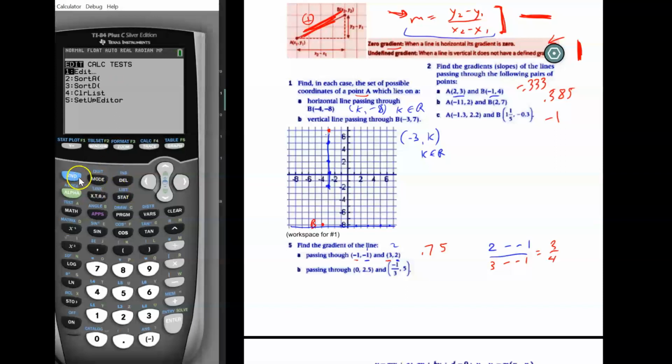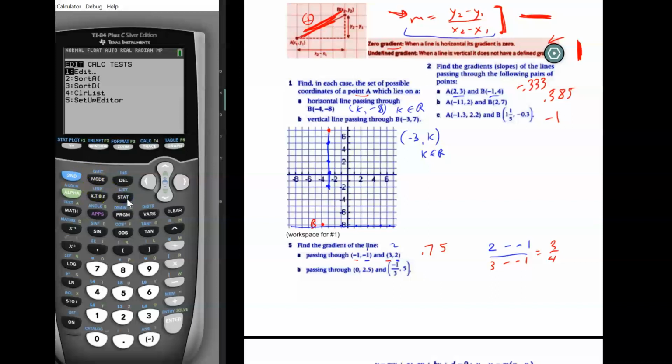A little easier to make a mistake, right? Because you're doing all these. You got to remember to put the y's on top. You got to remember to always put the y, the second point first and the first point second, or vice versa, but you need to be consistent between the top and the bottom. So there's a lot of little ways to make a mistake on this.